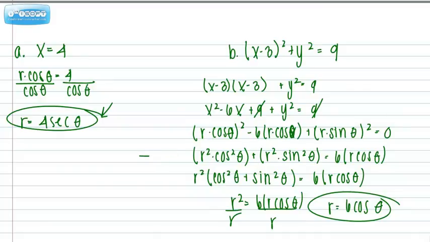I want to get anything with a power of 2, anything with an exponent, on one side of the equation, anything without an exponent on the other side. We can factor out r squared. I can make a substitution for the Pythagorean identity. So I have r squared equals 6 times r cosine of theta. Divide by r on both sides, and we should wind up with the final answer of r equals 6 times the cosine of theta.